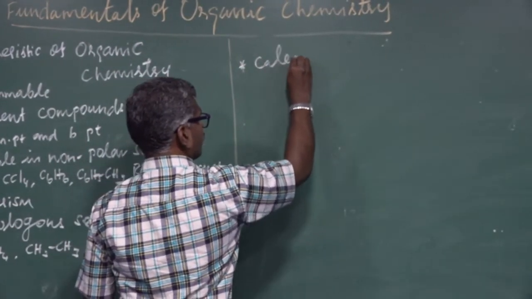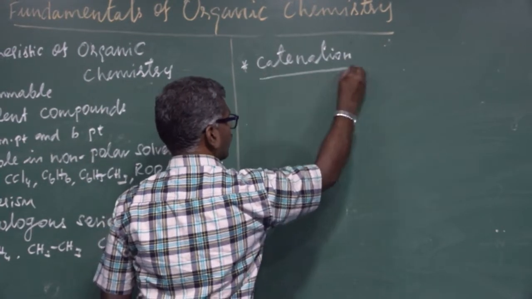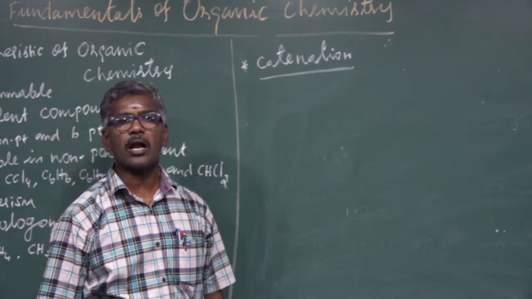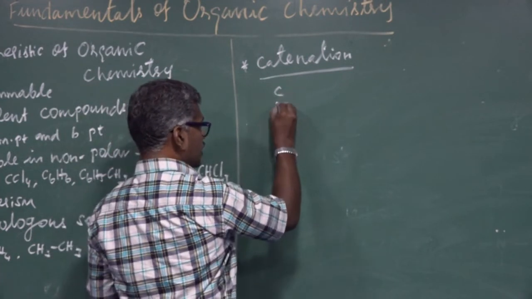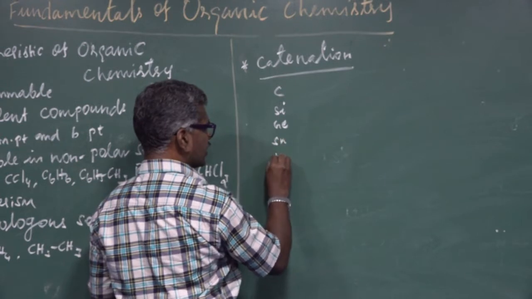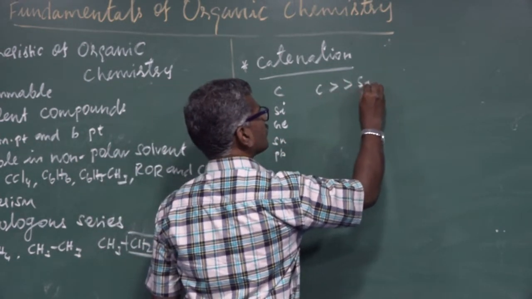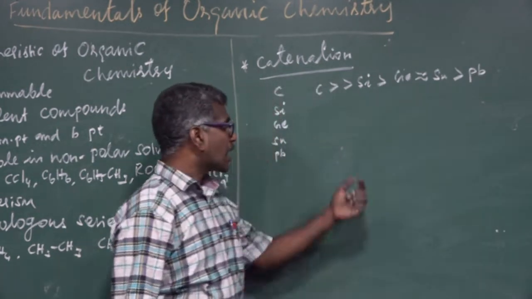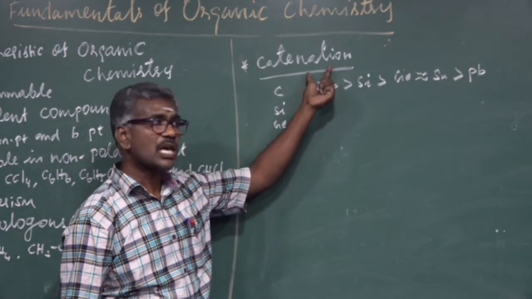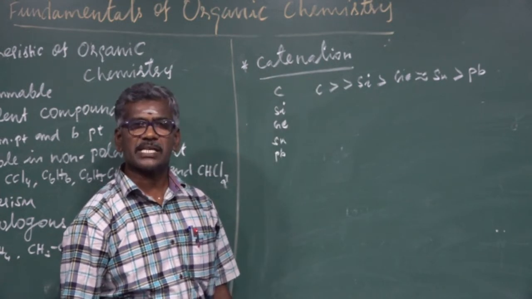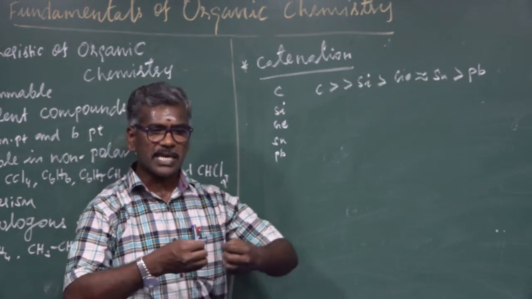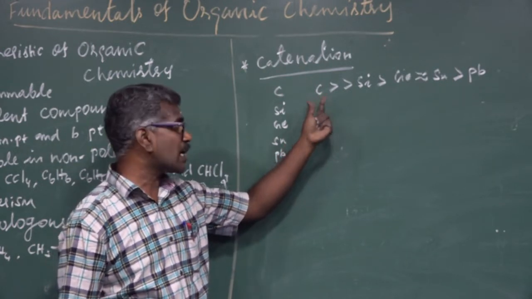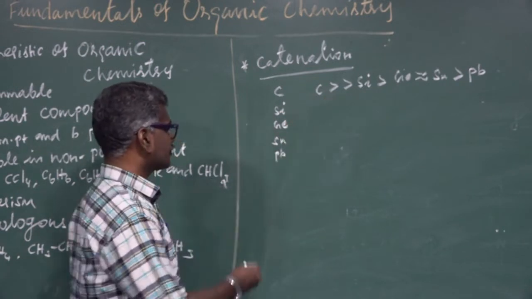Another one, catenation. Carbon has a greater tendency to form catenation. Carbon is the backbone of all organic compounds. What is the carbon family? Carbon, silicon, germanium, tin, lead. What is the definition of catenation? The tendency of elements to link with each other, forming a chain of covalent bonds. This is called catenation. Carbon has a greater tendency to form catenation because of its high bond energy.